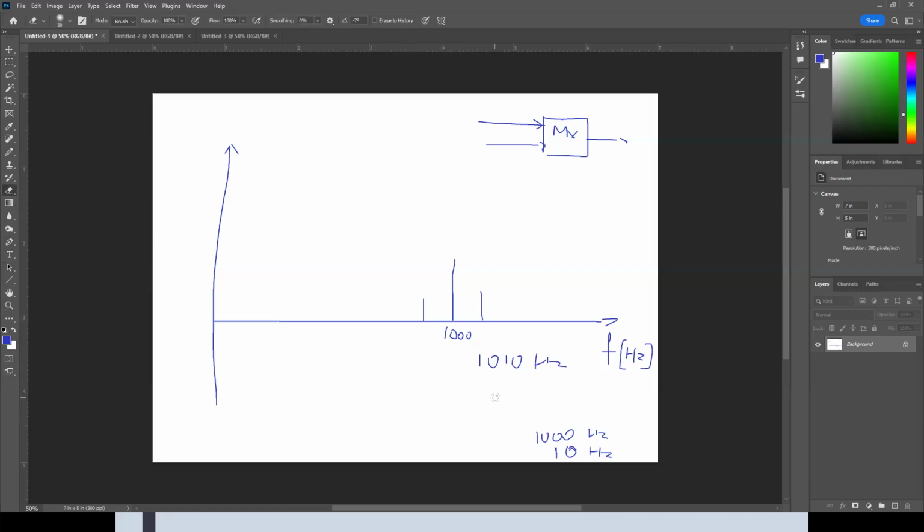Erase this here. 990 hertz right here. Here's 1,000, here's 1,010, and here's a 990. What else are we going to have present on the output? Any ideas? Because that's not the only thing that we're going to have.